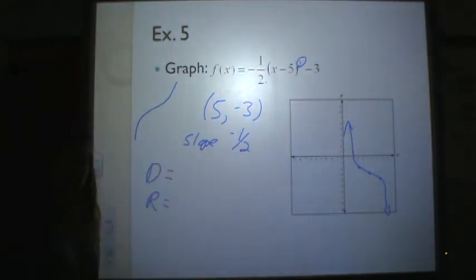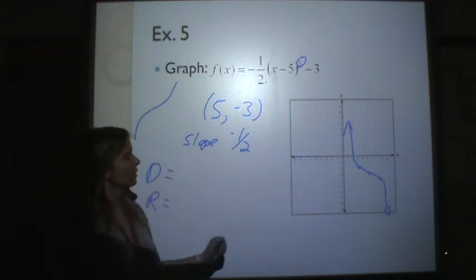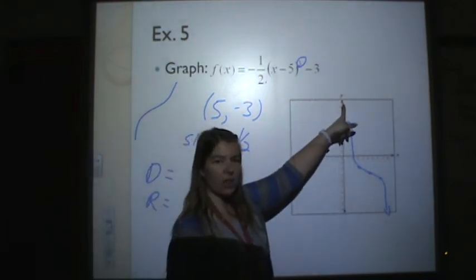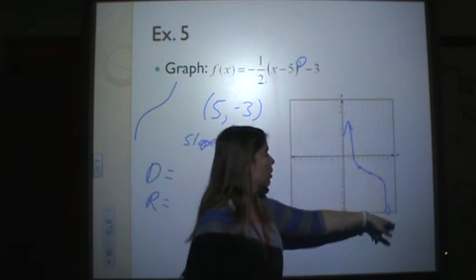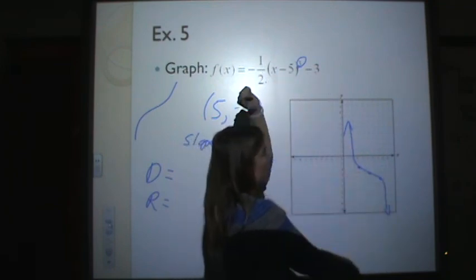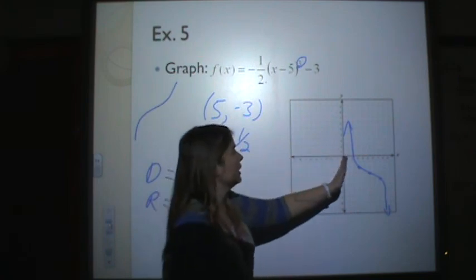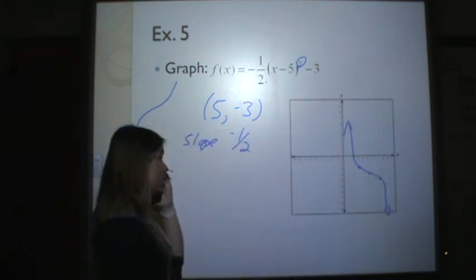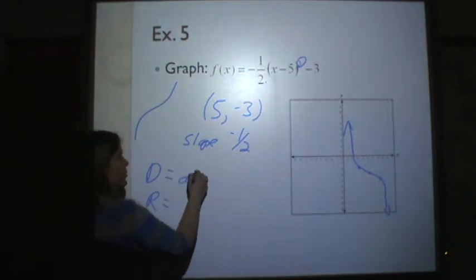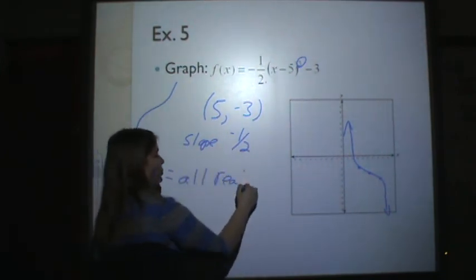Domain and range. Domain is your left and right. So is this always going to the left? Just like the S curve, it's not going totally vertical and totally vertical in both directions. It is slowly growing out to the left and slowly growing out to the right. So it is going both directions. So this is all real numbers.